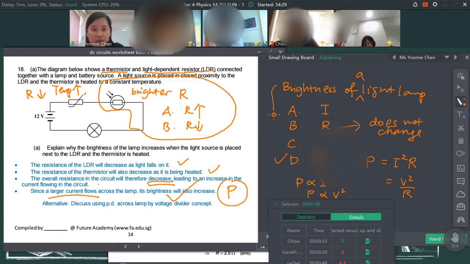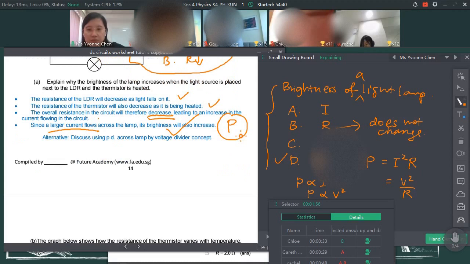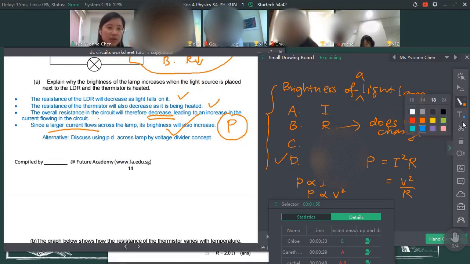So for this MCQ question, the best answer is D. Please take note of that. I give you some time to copy down.